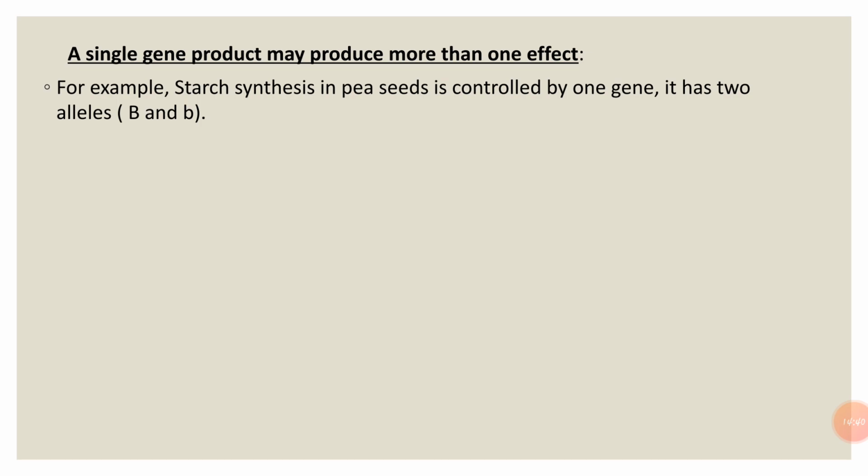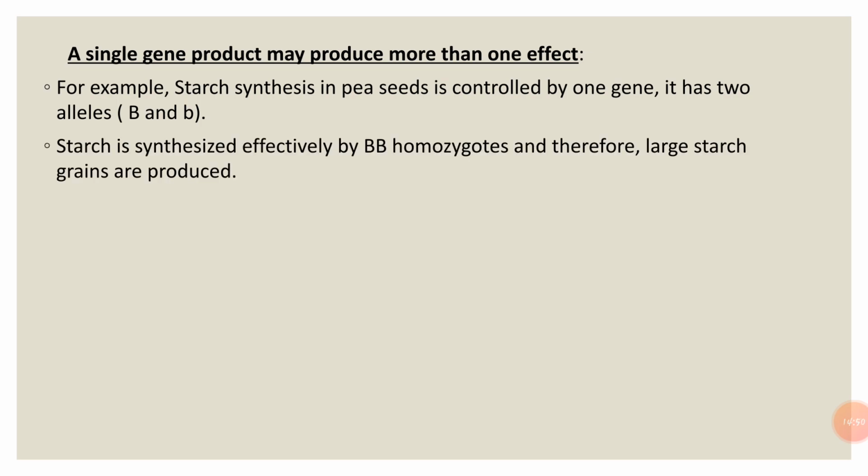Starch synthesis in pea seeds is controlled by one gene. It has two alleles. Obviously every gene has two forms of alleles. Here also, one is capital B and one is small b, right? Starch is synthesized effectively by the homozygotes, that is capital B, and therefore large starch grains are produced. So starch synthesis is controlled by two alleles, capital B and small b.